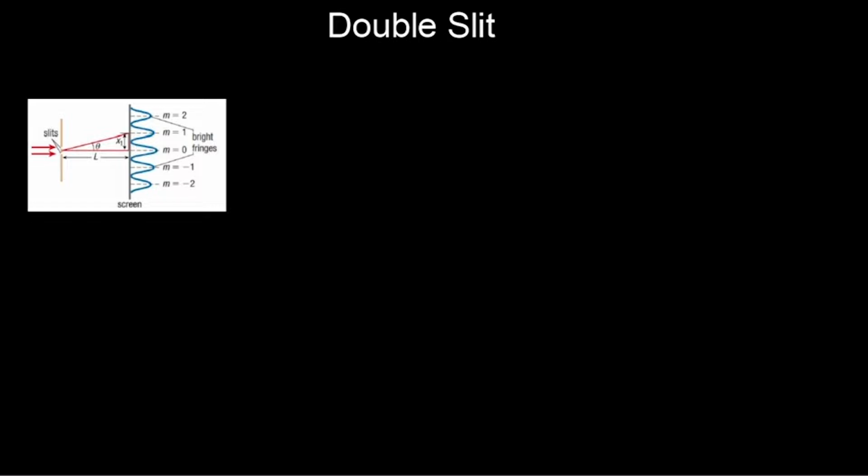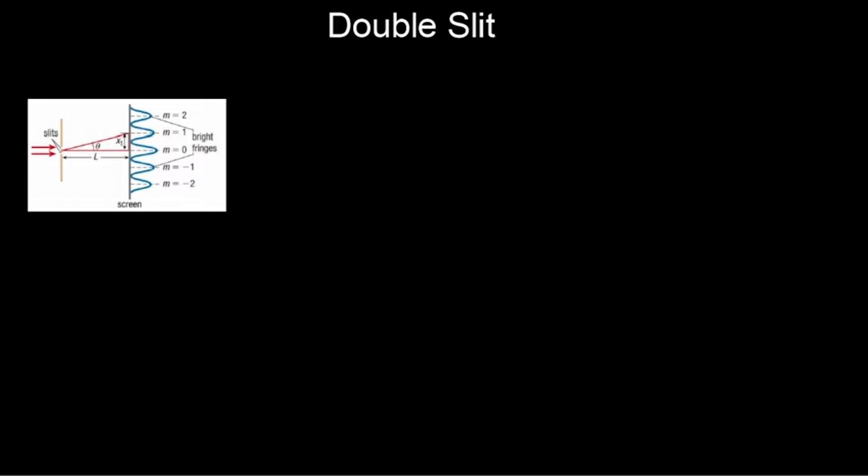We denote the areas of maximum with the variable m, and the one in the middle is m equals 0, and then we count up m equals 1, 2, 3, etc., or m equals -1, -2, -3. It really doesn't matter what order you're going in because the interference pattern is symmetrical about both sides.